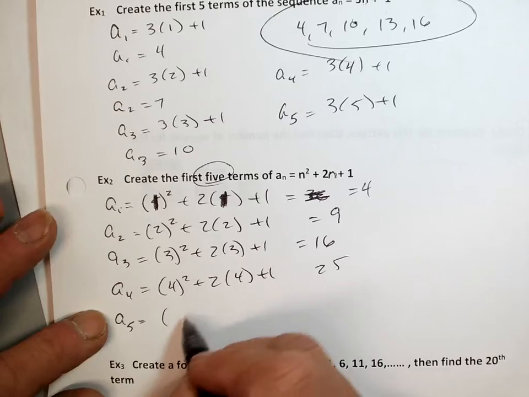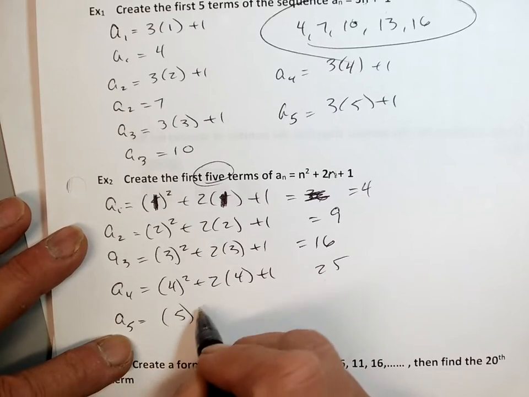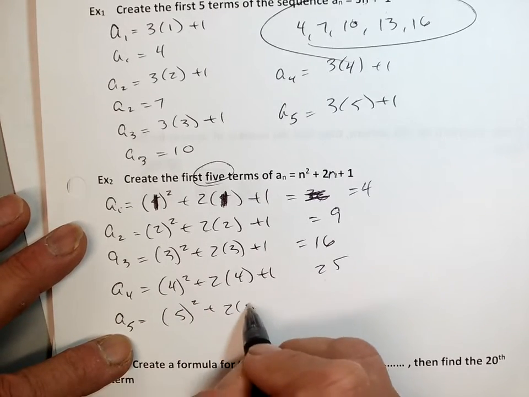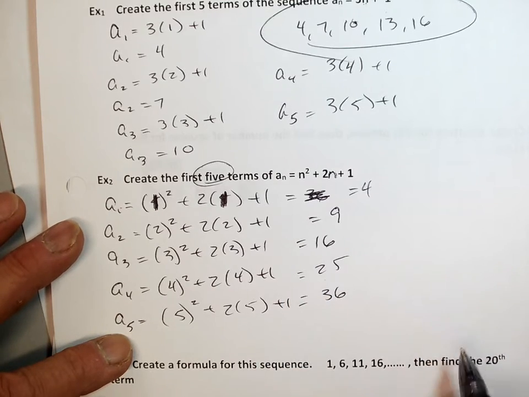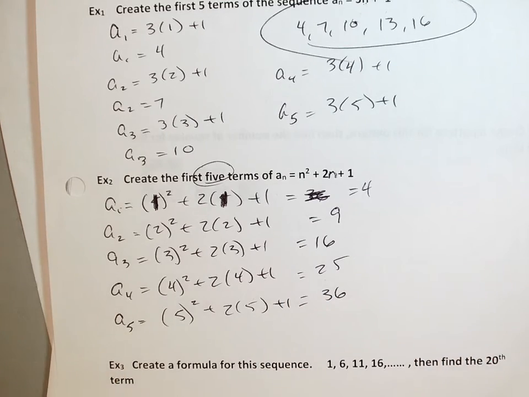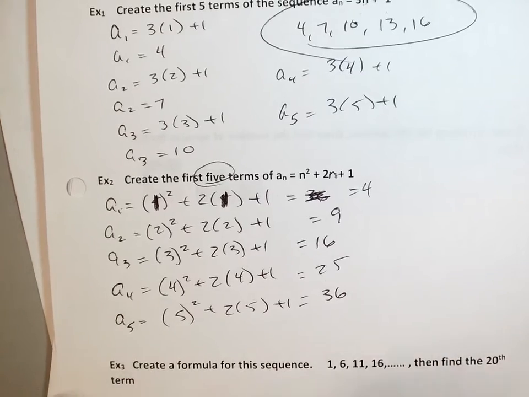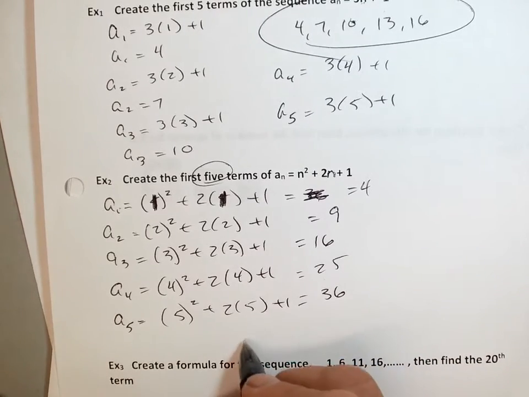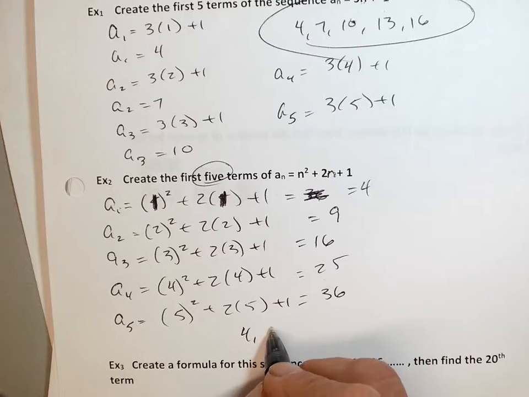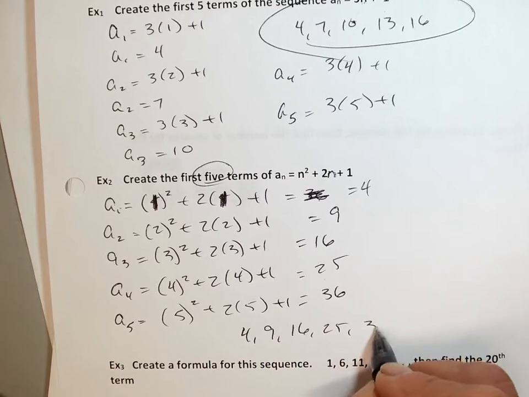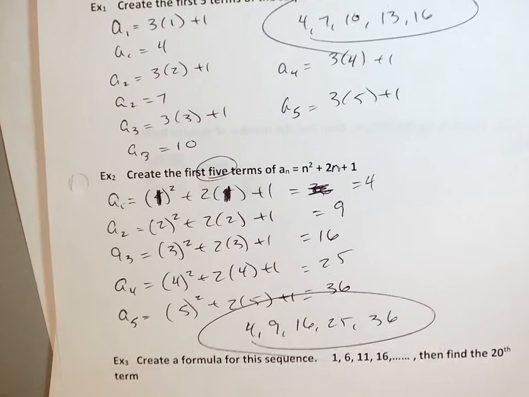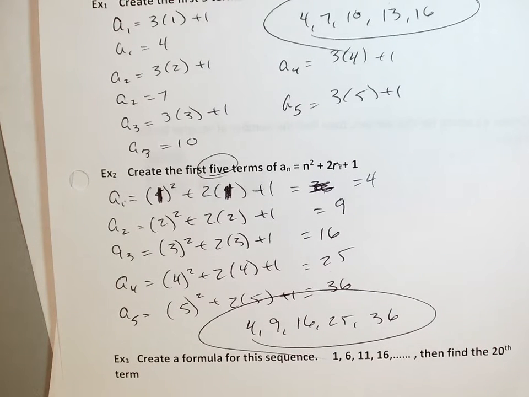Kind of weird, huh? I can show you why, but it's okay. 5 squared plus 2 times 5 plus 1, which is 36. Okay? Not too bad. And again, I like to write them in a list. You don't have to, but I like to say, okay, I've got 4, 9, 16, 25, and 36. Okay? Thumbs up? Okay, pretty easy.